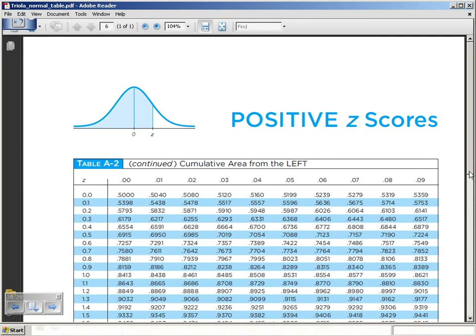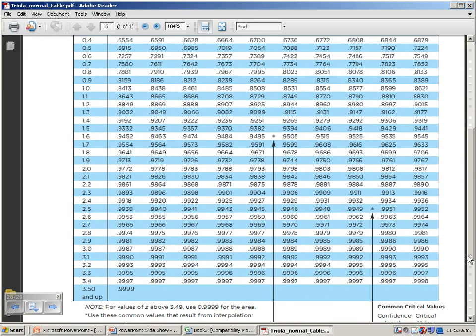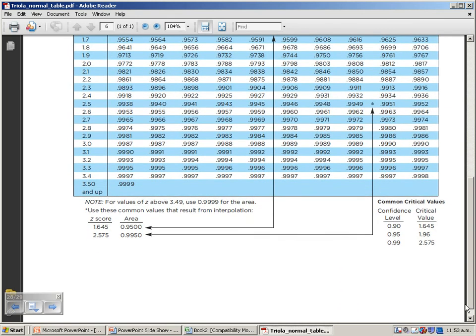So we have a Z, positive Z scores normal table, and we're looking for the critical value of 0.05. Now down at the bottom end here, you can see that we've had a critical value for an area of 0.95, which gives us a rejection region 0.05. We have a Z score of 1.645. Also shows on the right-hand side of the screen with a critical value, which is a confidence level, 1.645. However you get that, that's the critical value for Z.